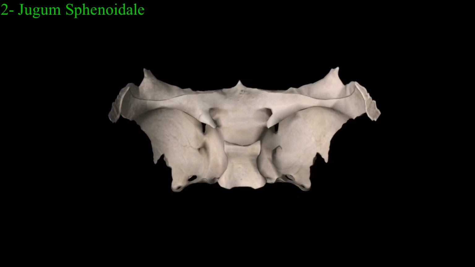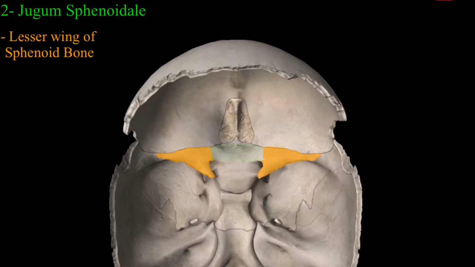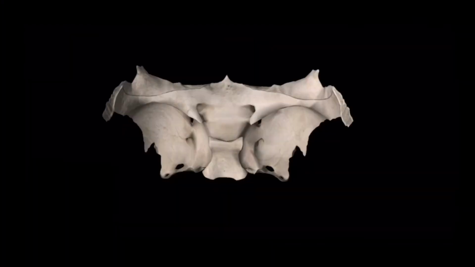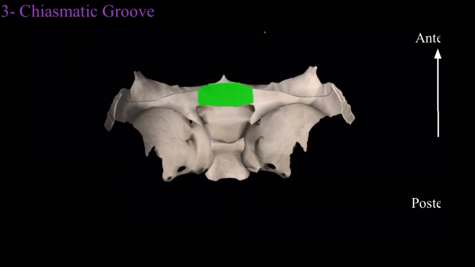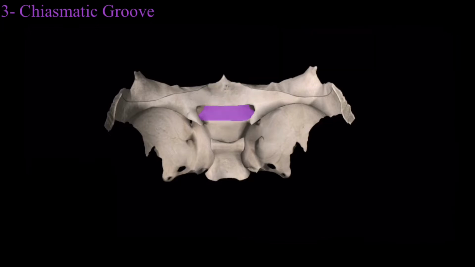Number 2. Jugum sphenoidale. This anterior horizontal part is the jugum sphenoidale. The jugum sphenoidale, along with some part of the lesser wing of the sphenoid bone, contributes to the floor of the anterior cranial fossa. Number 3. Chiasmatic groove. Posterior to the jugum sphenoidale is a depression called the chiasmatic groove. The chiasmatic groove is very easy to identify because on both sides it ends into the optic foramen.